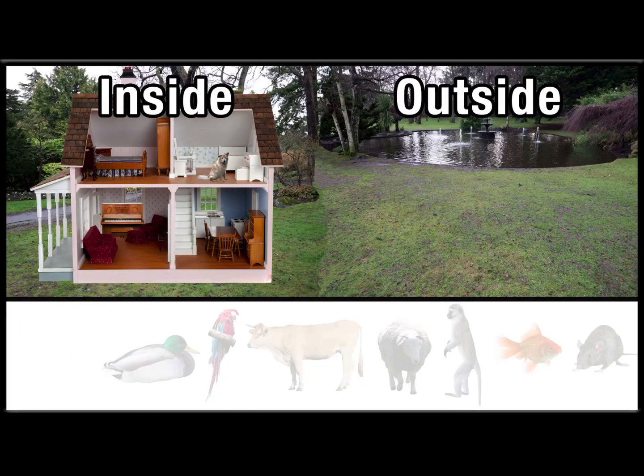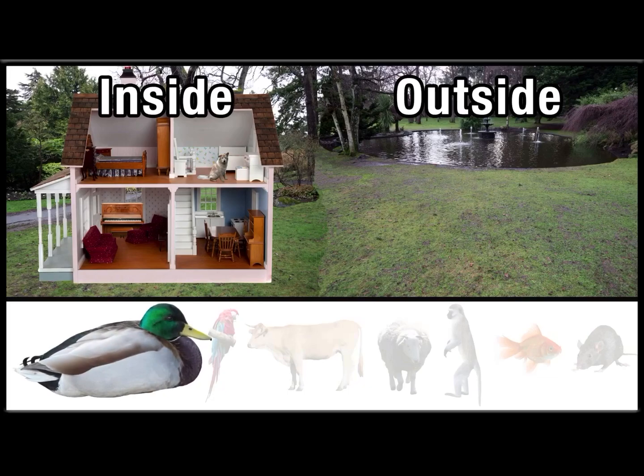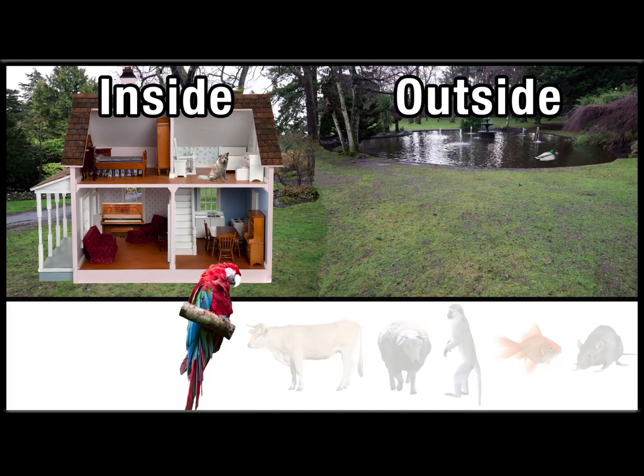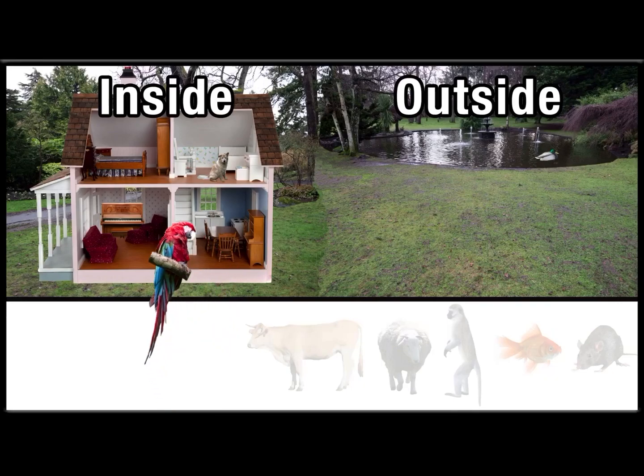The next animal is a duck. The duck lives outside. Let's move the duck to the outside group. Next, we have the parrot. Does the parrot live inside or outside? That's right. The parrot lives inside.